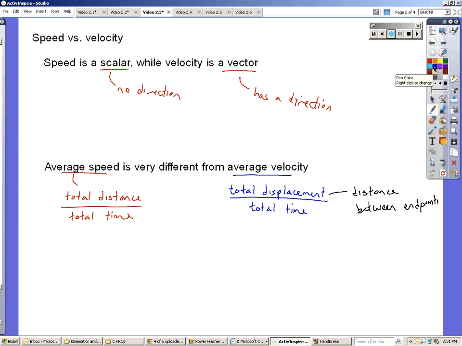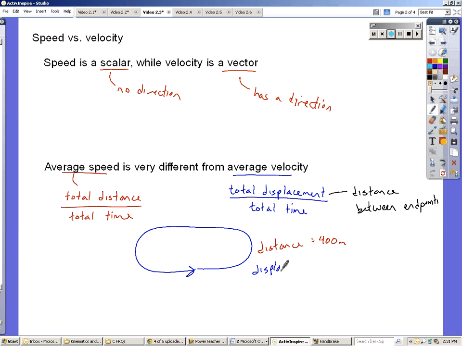So if we have something that goes in a circle or an oval, like a track, distance might be 400 meters. But displacement, which is the distance between the start and the endpoints, equals 0 meters. So just keep that distinction in mind. There's a couple problems where you'll need to use it.